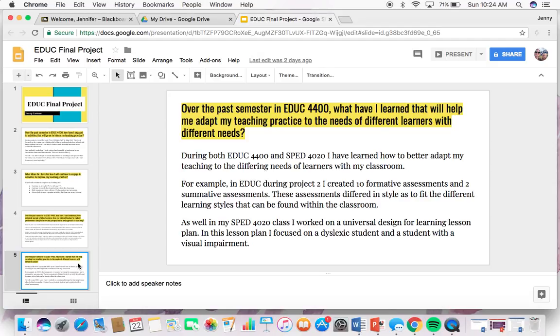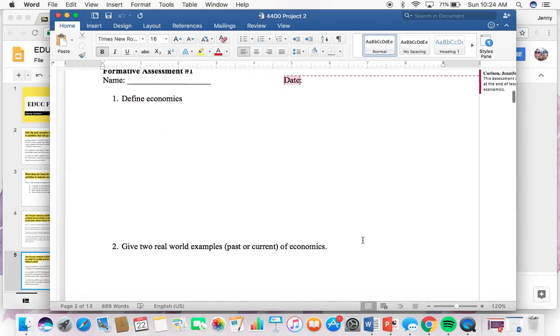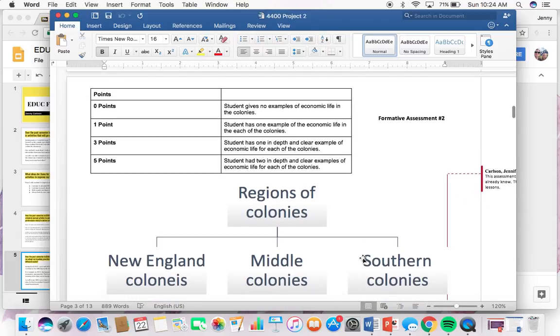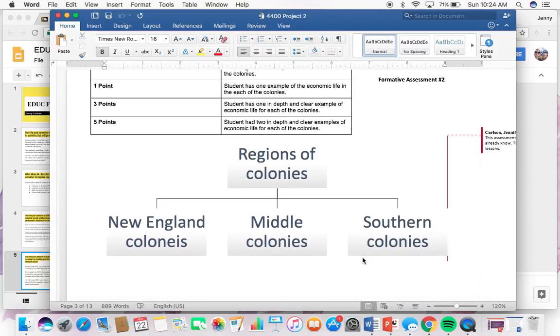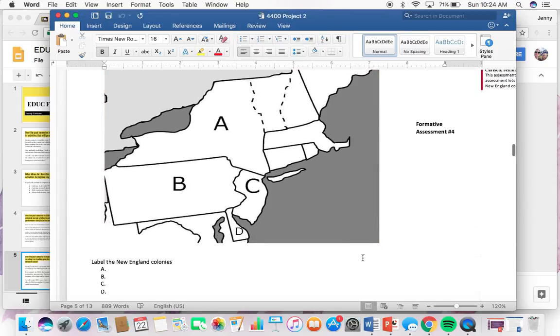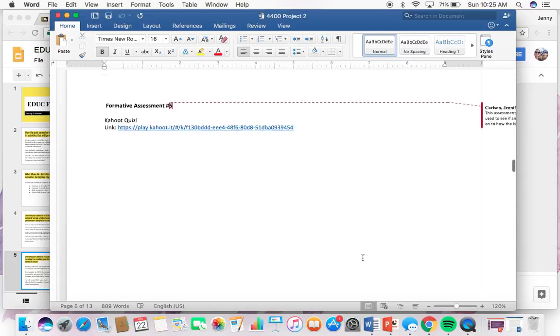For example, during Project 2, I created formative and summative assessments, and these assessments differed in styles so I could fit the learning styles. One was an exit ticket, kind of, and this was a writing prompt, and this is for students who write better, who are read-write learners, and this appeals to them. And then this is for visual learners. They can see how each region is connected and how they differ. And here's another writing one that's very simple. Here's a matching one, again, for really visual learners who just sometimes can't just read something and understand. They need to see it on their own.